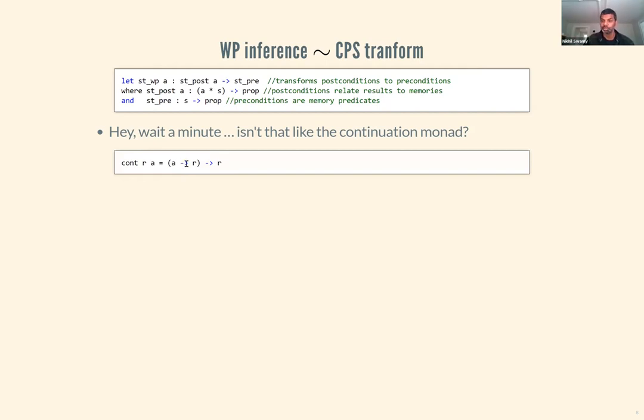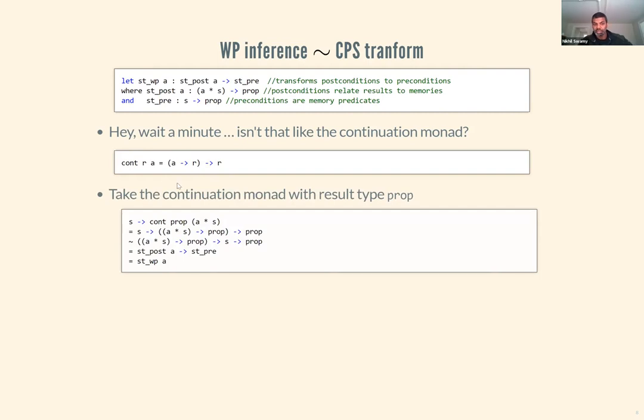I hope this is familiar to at least some of you. The continuation monad. Well, if you take the continuation monad where you take the answer type R to be prop, then you kind of compose it with the state monad, then what you get is, if you unfold definitions of it, you get something that looks like this.